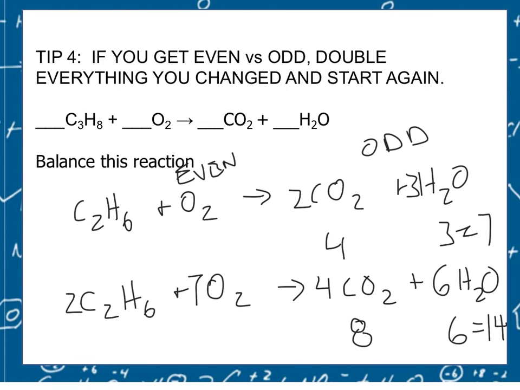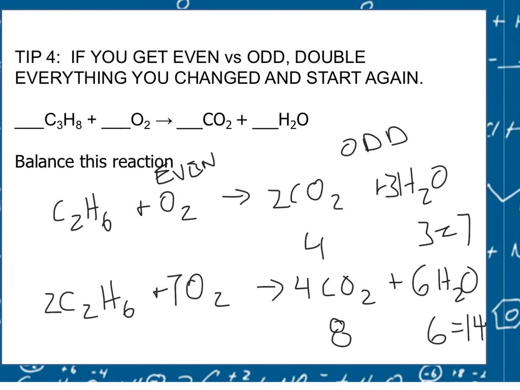So for the very hardest problems you'll run into, you'll have an even and an odd number, and you'll need to double it. Occasionally, you'll have to do this process 2 times or even 3 times, where you still have something that's odd when you go back and balance it, and you have to double that again to turn that odd number into an even number.